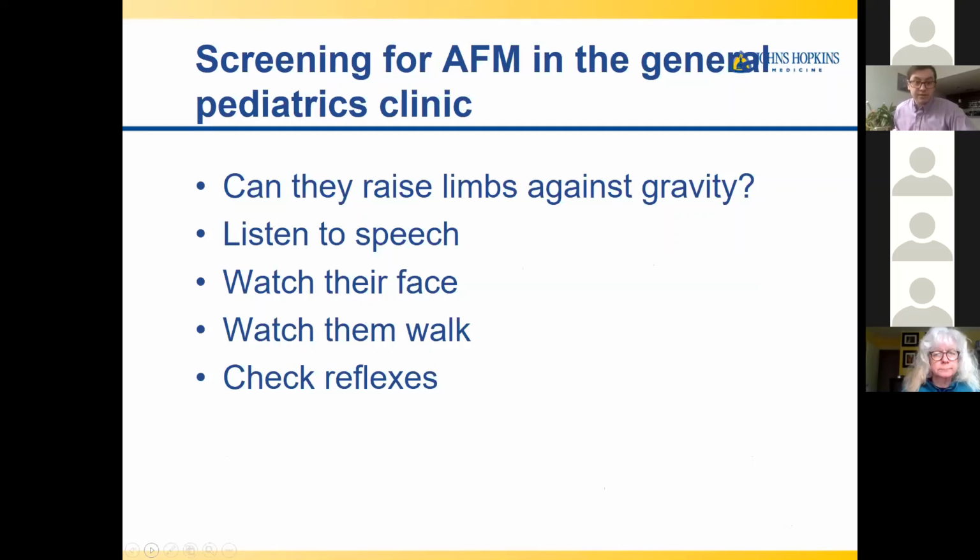So to perform a quick screen for weakness in the clinic, you can ask the child to raise their arms or their legs, so you at least know they're anti-gravity in all their limbs. The weakness is often proximal, so you can have them get on the floor and have them get up. You can have them jump in the clinic. It's important to listen to them speak and ask a targeted history with questions about swallowing difficulties, which may be evidence of bulbar dysfunction. And then watch them smile or cry for evidence of facial weakness. It's important to get them up and walking, and check the reflexes with that reflex hammer I know that you all carry around with you in clinic.